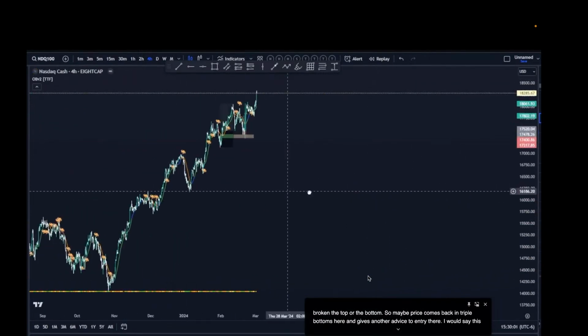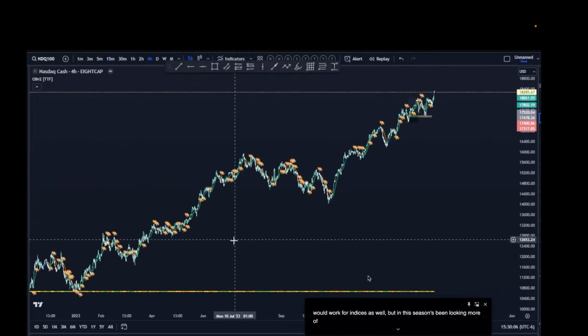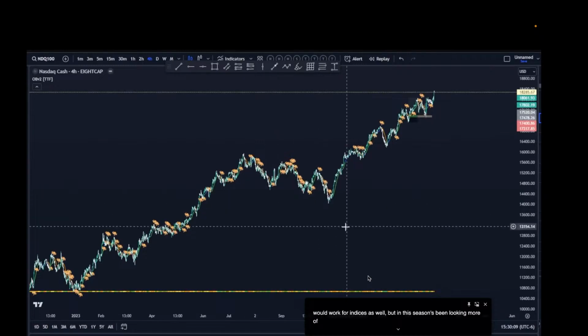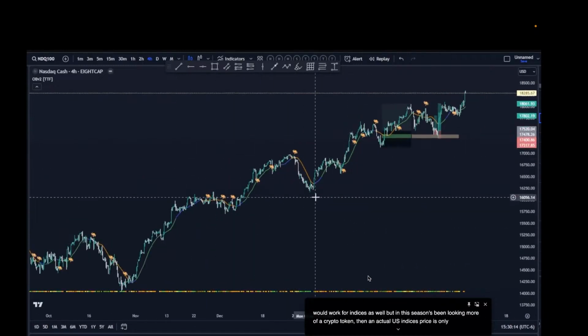I would say this would work for indices as well, but indices has been looking more like a crypto token than an actual US indices. Price has only been going up. You've been forming higher highs and higher lows.